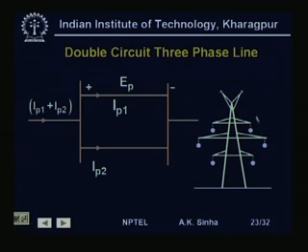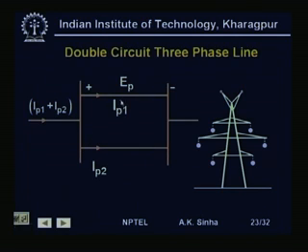Such a system we are showing here. Here we have a 3-phase line. This is one circuit and this is another circuit which is placed here. So, this is a double circuit system. Here we are showing this double circuit line. This is one circuit, this is another circuit connecting 2 bus bars or 2 substations.